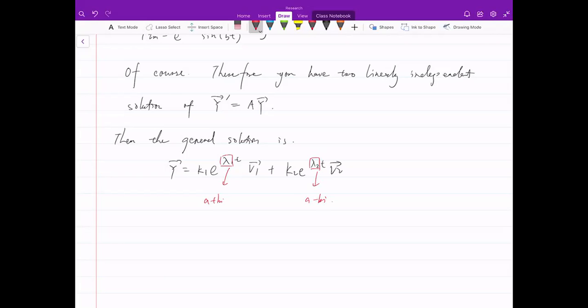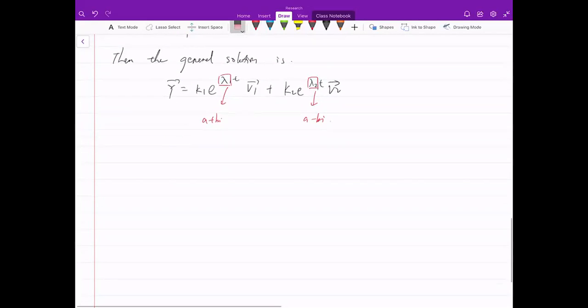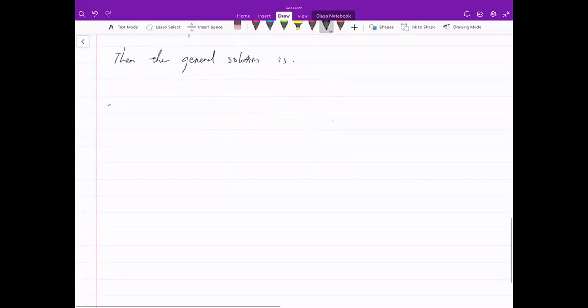Let me think about it. This is not the right way to say it. How do I write it down? Linearly independent. My brain is jammed right now. But let's take the example. That should be easier. I think this conclusion is correct, but I need to do it in a careful way. Okay, let's do it by example.